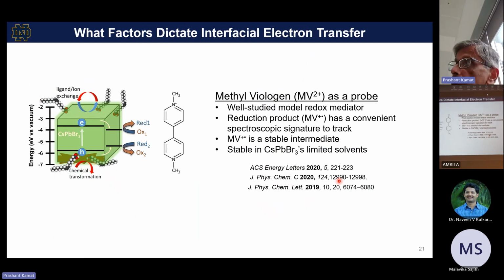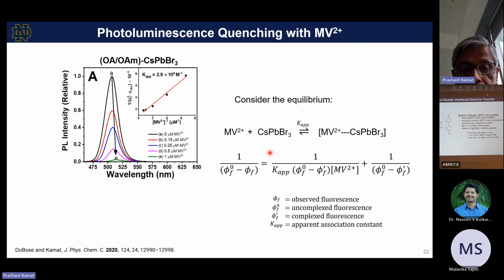Again, I told you about these ones doing hydrogen generation. That means H plus getting reduced to H2. But it's very difficult to probe what happens at the surface. So in order to probe these electron transfer processes, we use viologens just to have a reduction of these viologens. So again, I will show you some of the results related to this reduction.